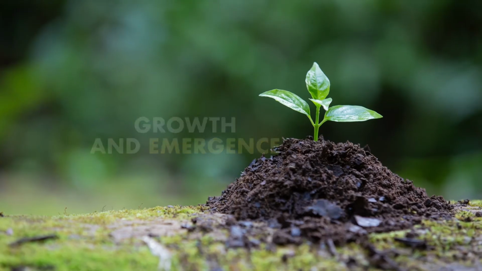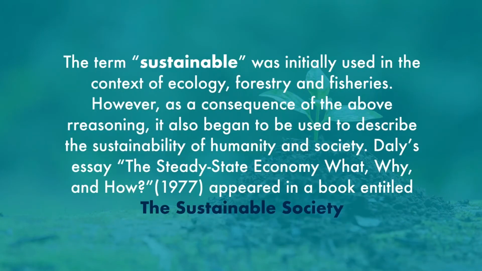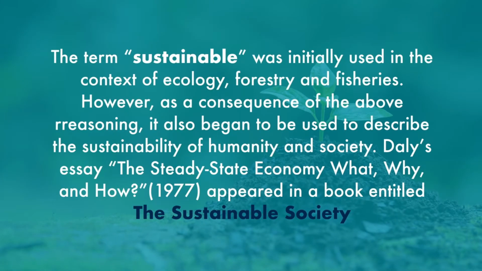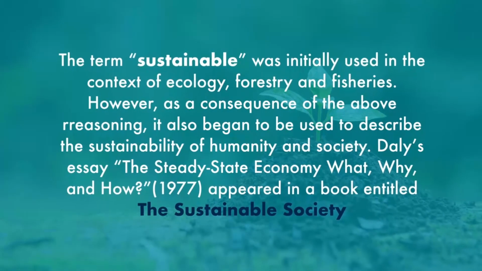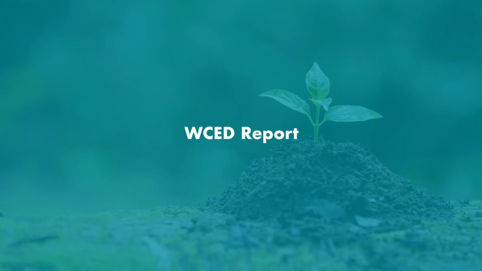So let us look into how this subject grew and emerged in this world. As we know, the term sustainable was initially used in the context of ecology, forests, and fisheries. Later on, economists like Daly also started to use this term to describe the sustainability of humanity and society. And then the World Commission on Environment and Development, in its reports, used the term sustainable development and brought the concept of sustainability, meaning sustainable development, into the literature.